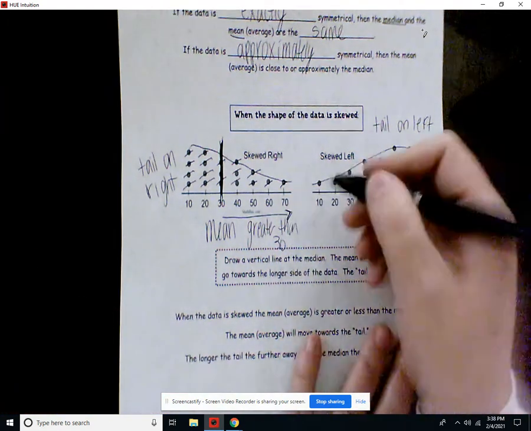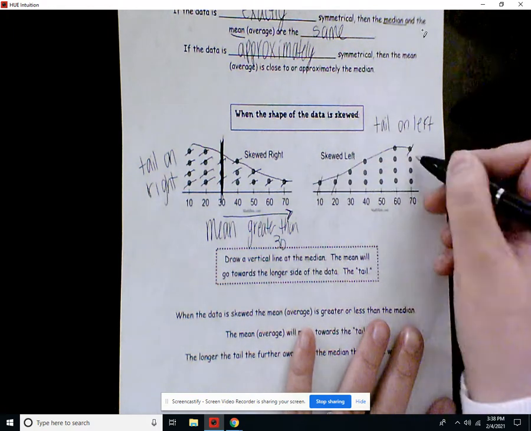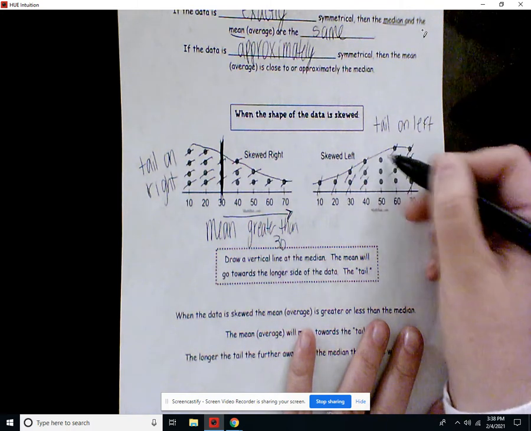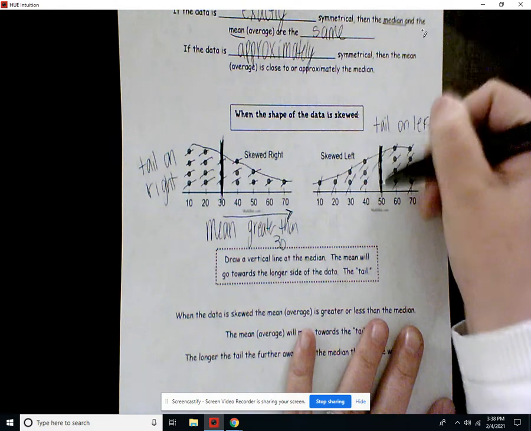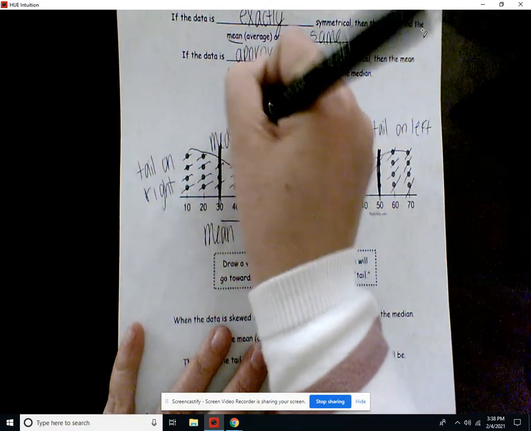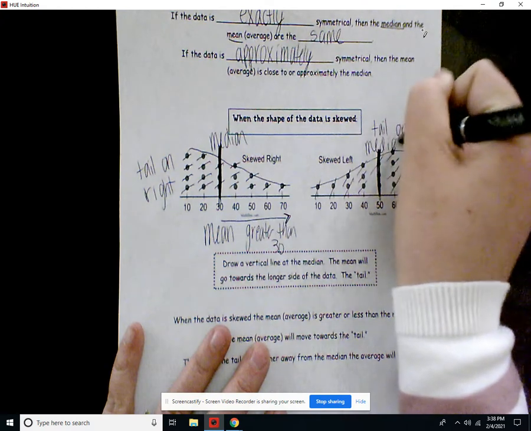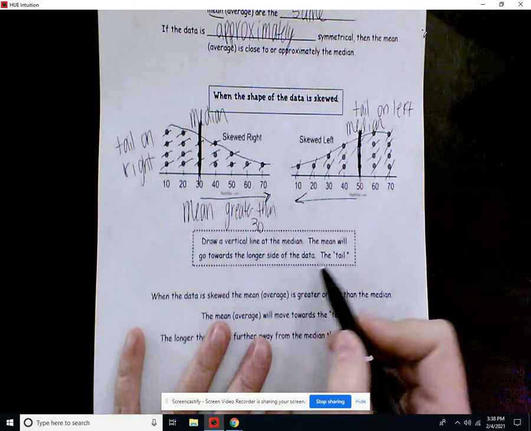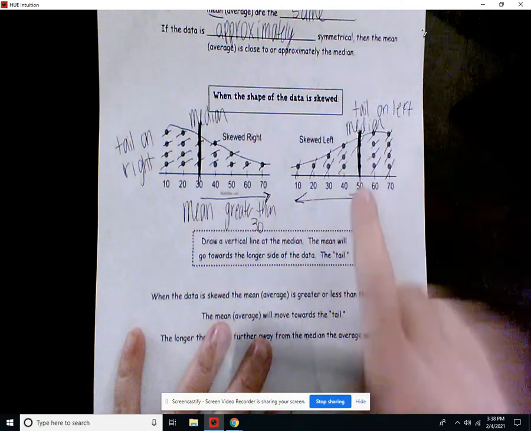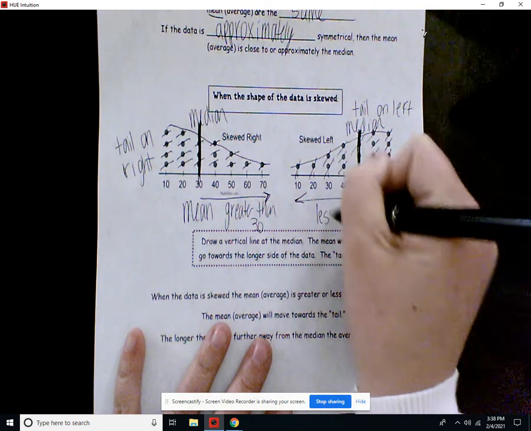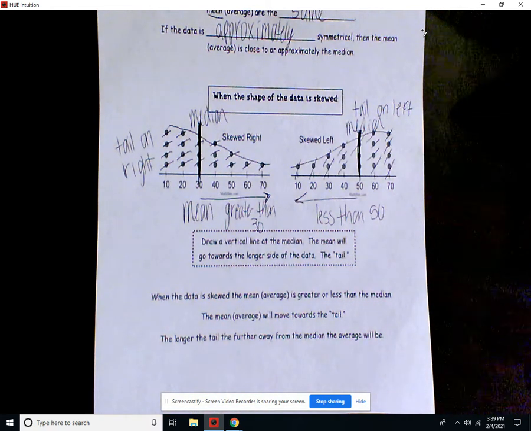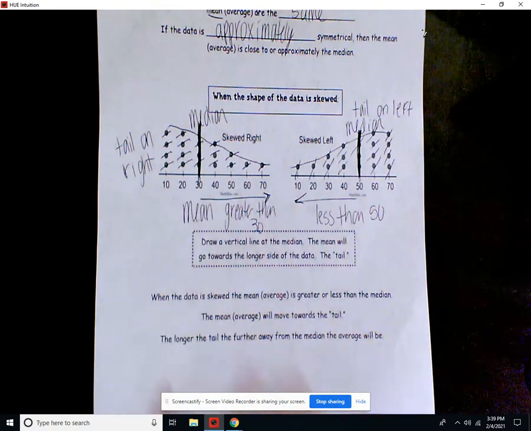We'll do the same thing on the other side. We'll find the median first, so we're going to mark off our dots. Draw a line at the median. There's our median, let me write that above. Since my tail goes to the left, the mean will go towards the longer side, the tail, so it goes towards the left. That means it's going to be less than 50. We're just approximating. We're not saying it's going to be exactly 45 or exactly 60. We're looking at the direction of the tail.